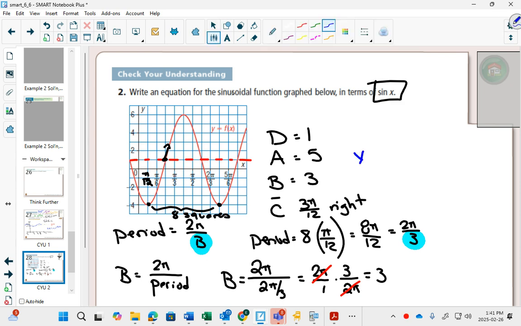How do I show all of this in an equation? It's going to be an equation, so I need y equals. My A value is 5. Sine, because it's supposed to be a sine graph. My B value is 3. Bracket. My shift, if I want to go 3 pi over 12 to the right, x's are liars. You see that you need to have minus 3 pi over 12? And then finally, my D value, plus 1 at the end.